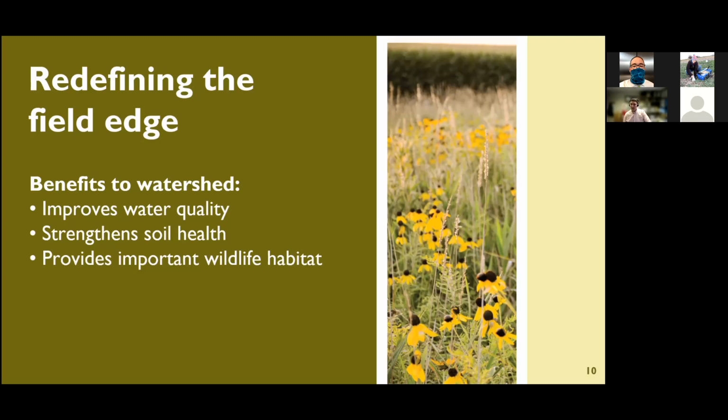And then obviously, something like this, we do start to talk about some of the conservation benefits that we may see in the watershed. There are some improvements in water quality, some things with soil health, and then obviously, especially if we're into some of those more native species, there are wildlife benefits that can be attached to this type of row crop conversion into a perennial.